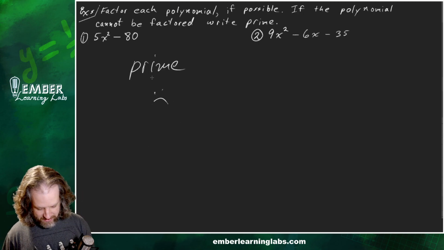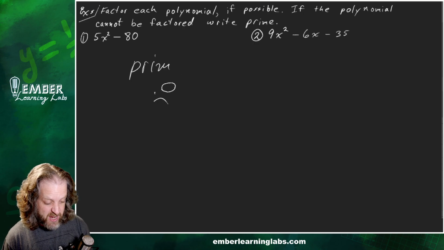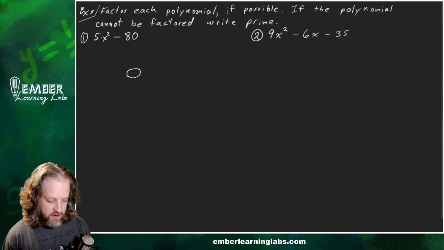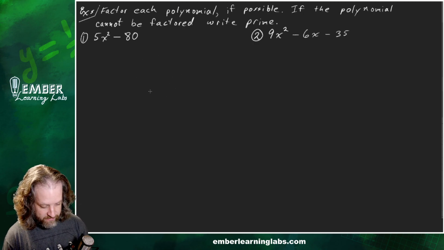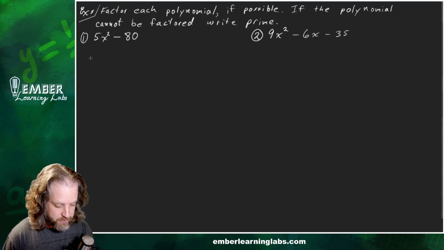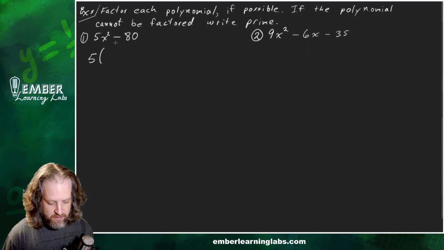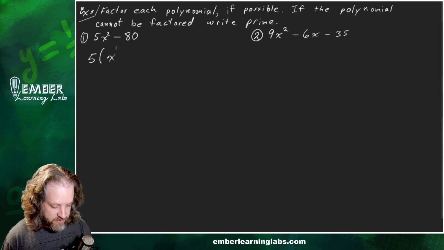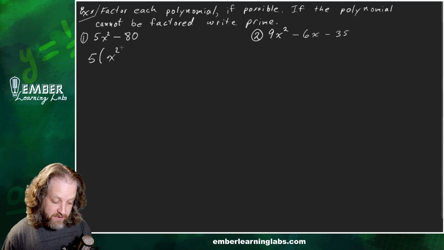Sad. But there's something that we need to check first. We need to check for a GCF. Well, 5 goes into both of those, so let's pull a 5 out. Pull a 5 out of the first one, and we're left with x squared. Now, 80 divided by 5 is whatever that is.